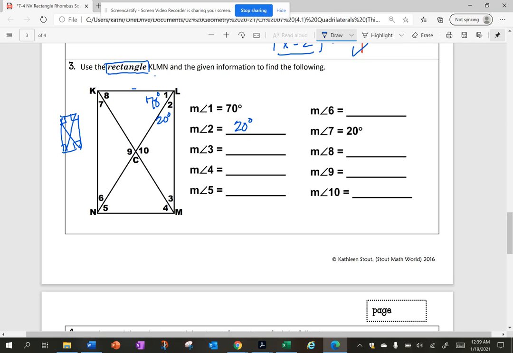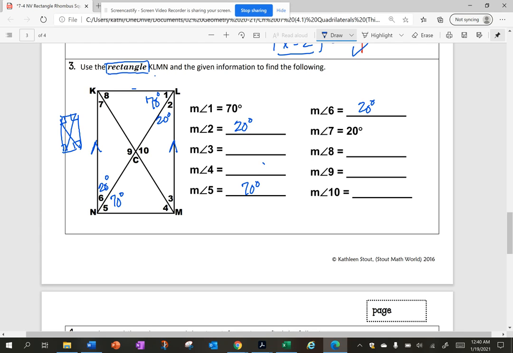Okay, so next I know, since this is a parallelogram, I have two parallel lines. And here's my transversal. The diagonal is the transversal. So I know angle 1 and angle 5 are alternate interior angles, so angle 5 is also 70 degrees. And angle 2 and angle 6 are also alternate interior angles, and alternate interior angles are congruent, so I know angle 6 is 20 degrees.